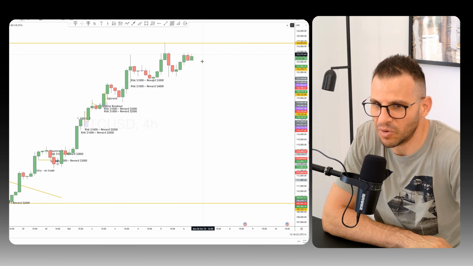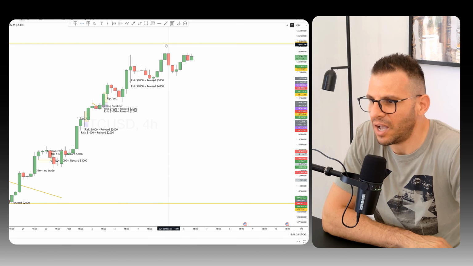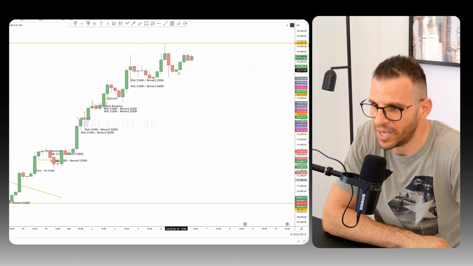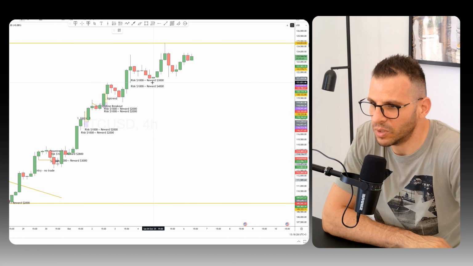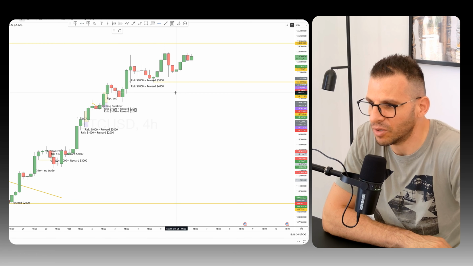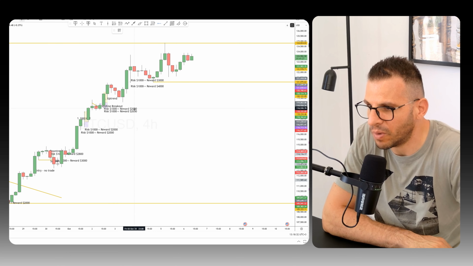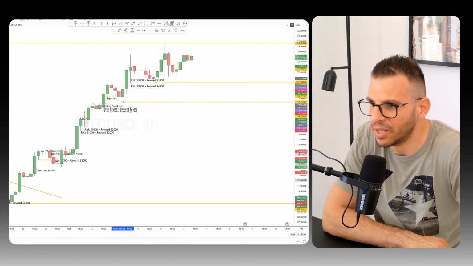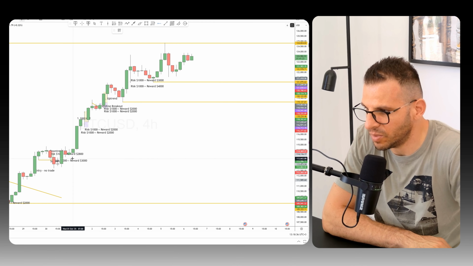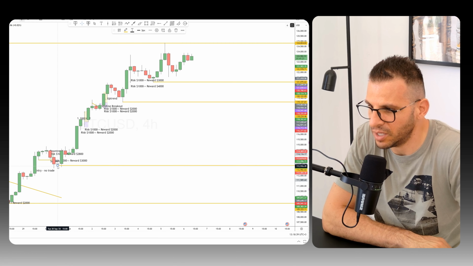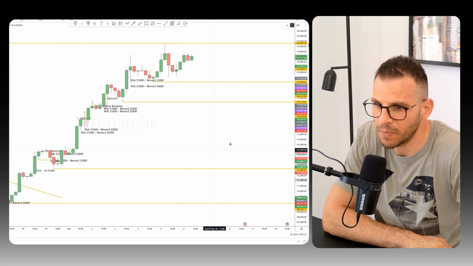Nevertheless, the market is in a strong uptrend. Higher highs and higher lows all the way. Key level of support is this one here. The next key level of support, if we're going to change market structure, will be that one there. If the price closes below, then this is the next one right here.